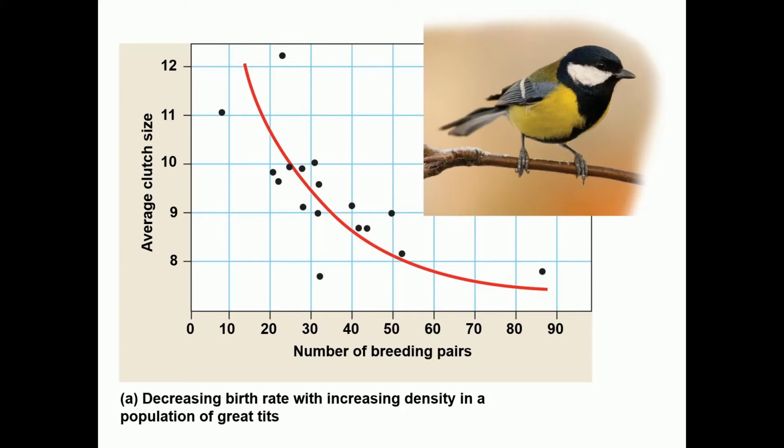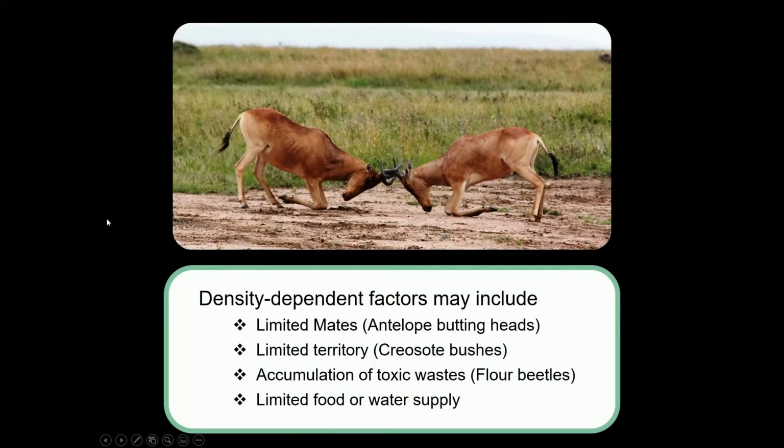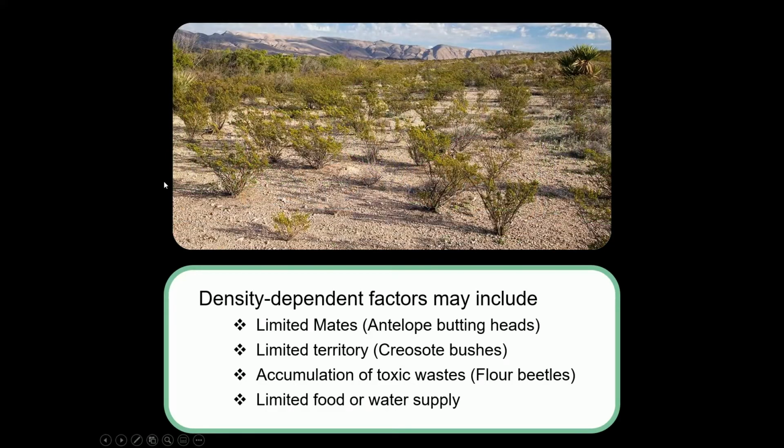Frequently, as resources become scarce, organisms just don't have as many offspring. They simply choose not to focus on mating so much, and this prevents your population overshooting the carrying capacity and then having a massive population crash. Examples of density-dependent factors might include a limited supply of mates, and this is why some organisms have to compete very fiercely over their mates. Limited amounts of territory, again, why organisms compete very fiercely for their territory.